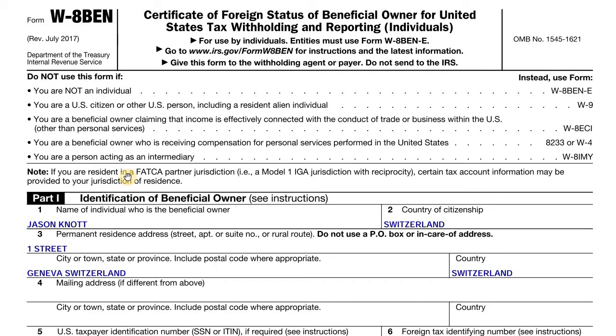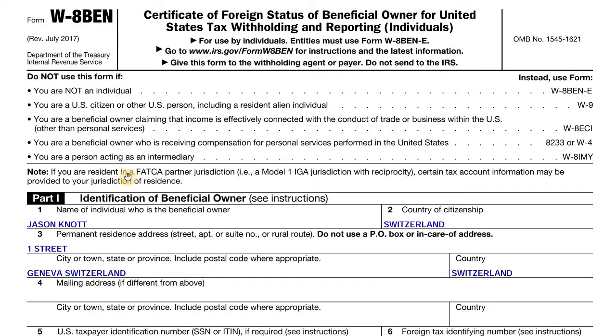So the W-8BEN is one of a variety of IRS withholding certificates where an individual completes this, their name, address, tax ID numbers, tax residency, etc., and they provide that to a withholding agent.